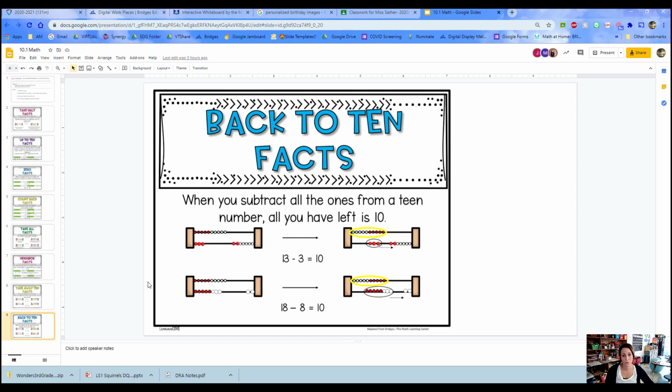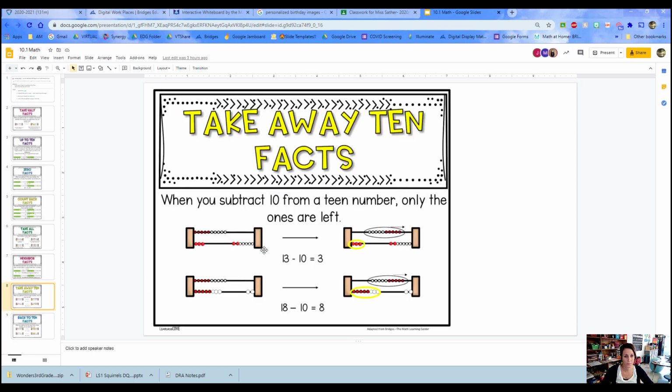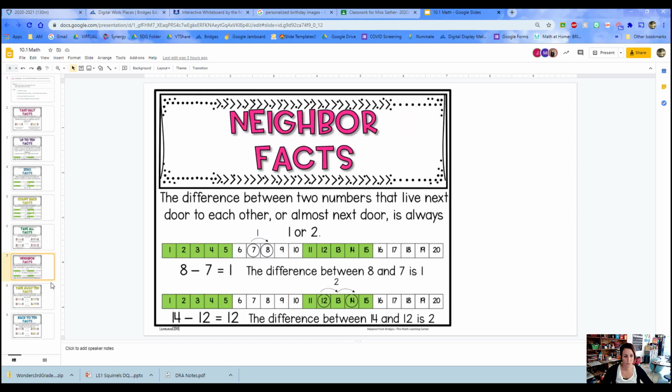But first I want to go through our different strategies that we've talked about. We talked about back to 10 facts, which are facts where you're trying to get to 10 and then you subtract from there. All these strategies are also in the back of your math notebook. Then we learned about take away 10 facts, which is very similar, basically getting to 10 and then subtracting from there.